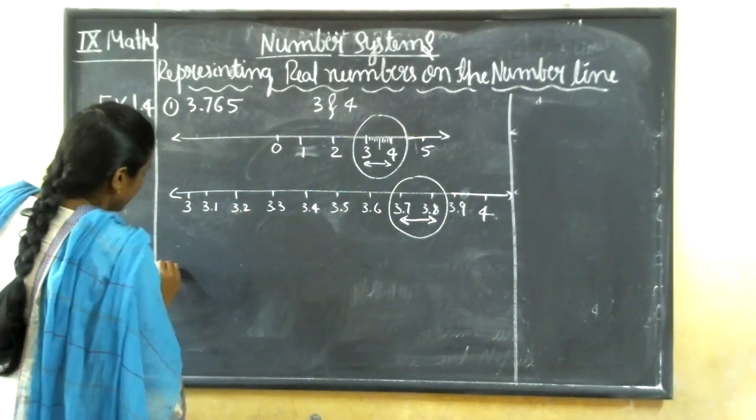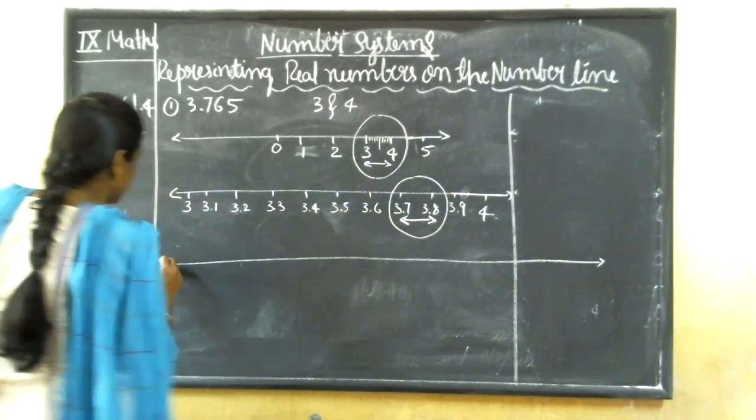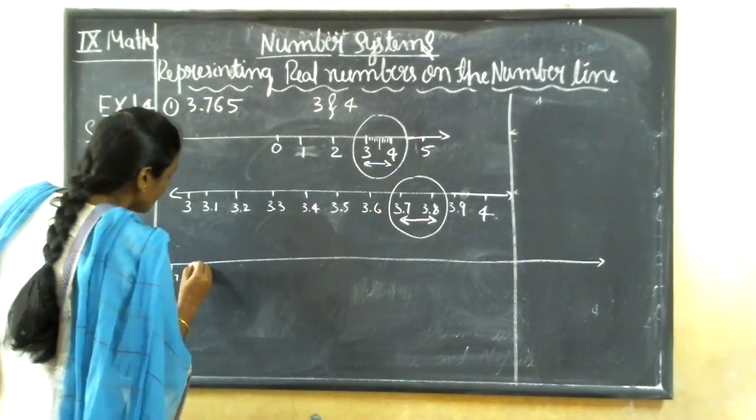So next. Again, we are going to magnify this value, that is, here we start with 3.7. So what are we going to write here?